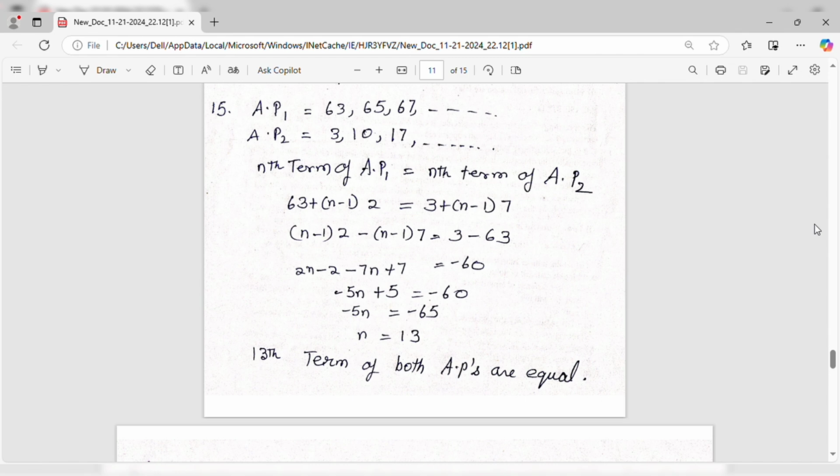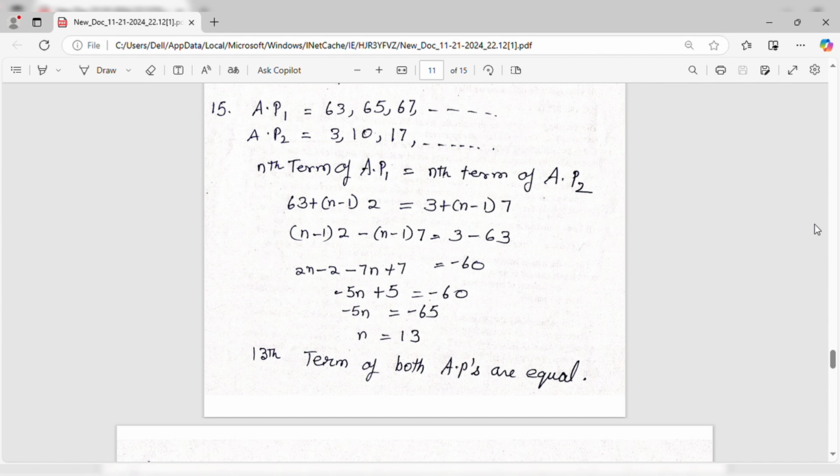Next question, question number 15. In this question we are given two APs, and we have to tell for what value of n the nth terms of these two APs are equal. So we will find a_n for both the APs and we will equate them.